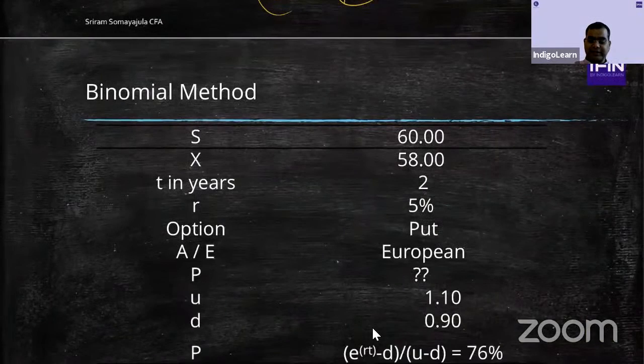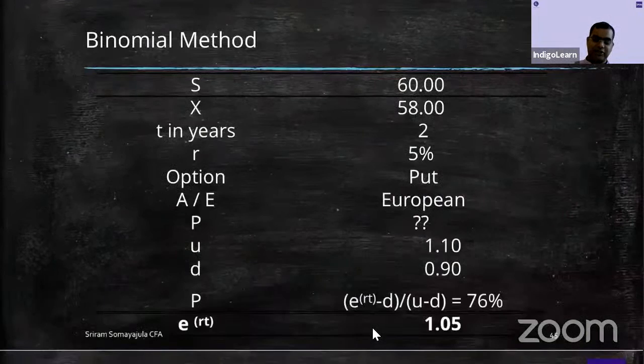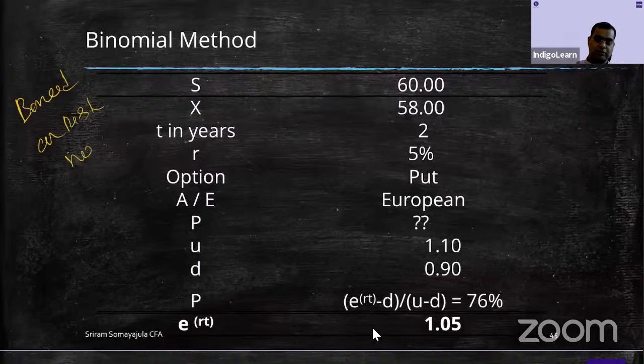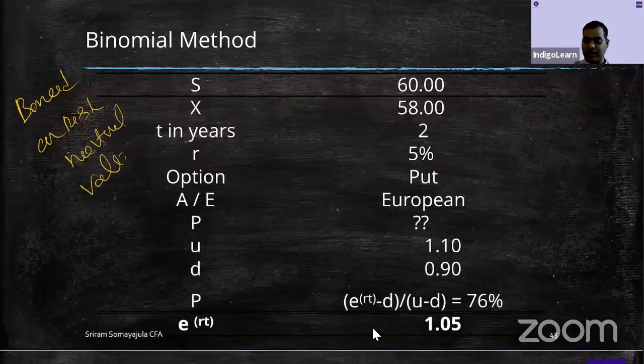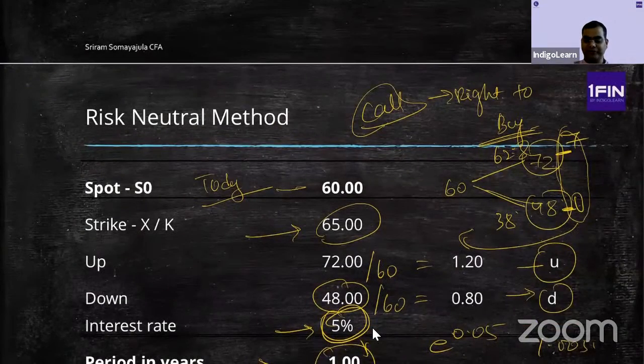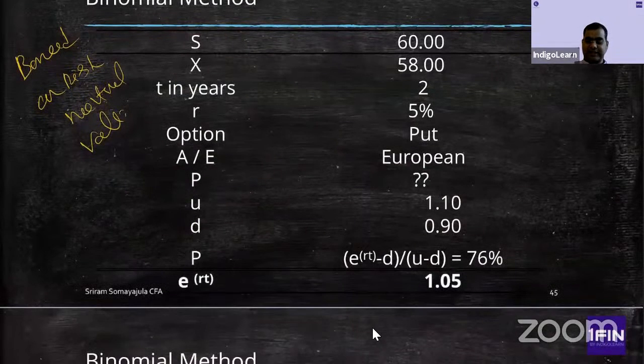Then the next method is the binomial method. Now the binomial method is also based on risk neutral valuation. If you see here, I have drawn up and down, right? So this is basically a binomial tree. So let us take another example.